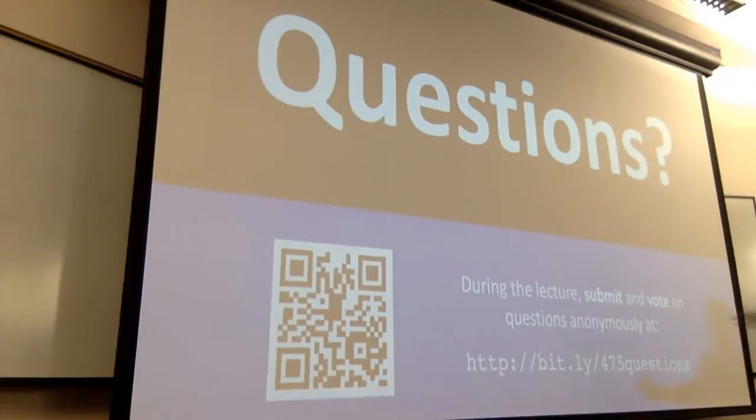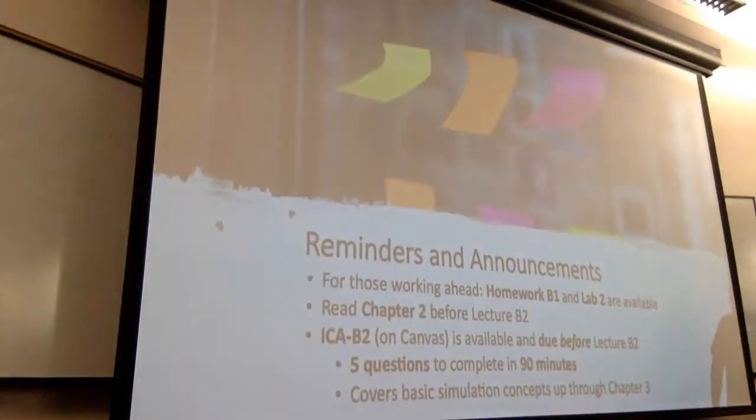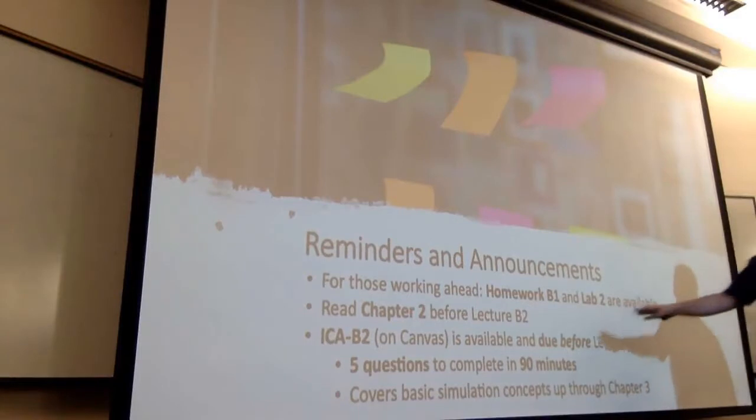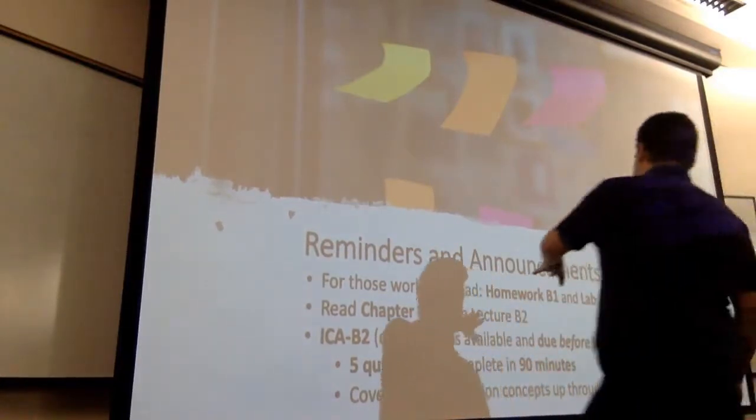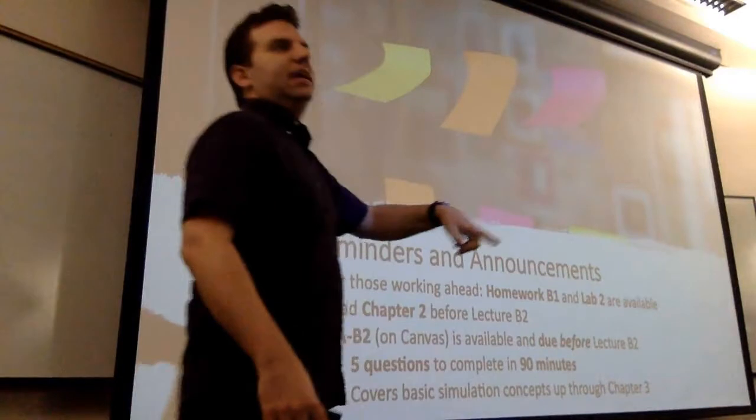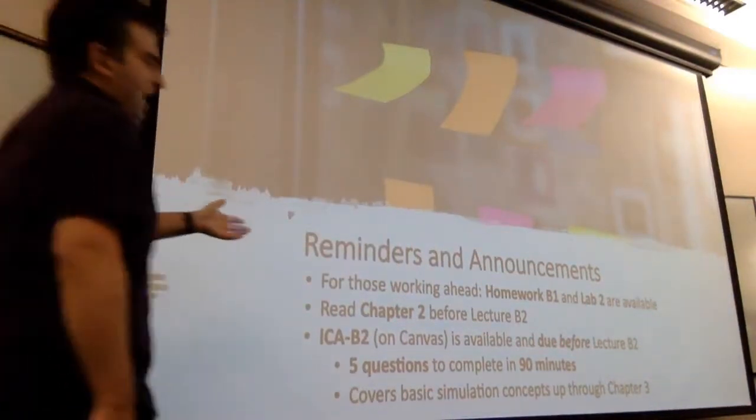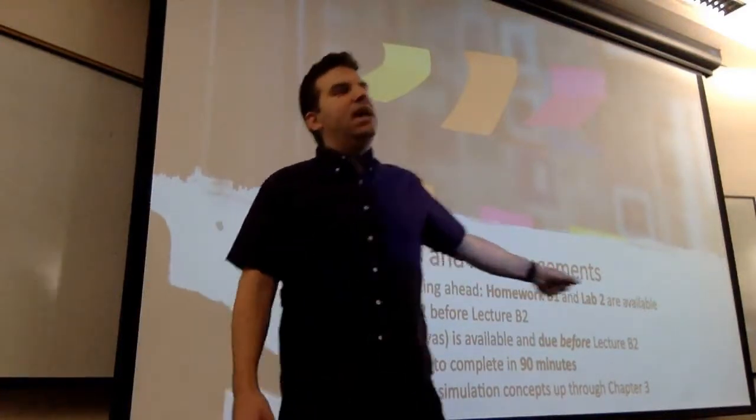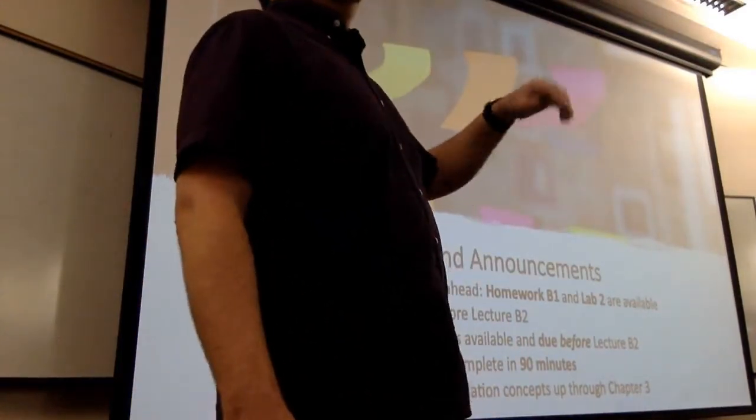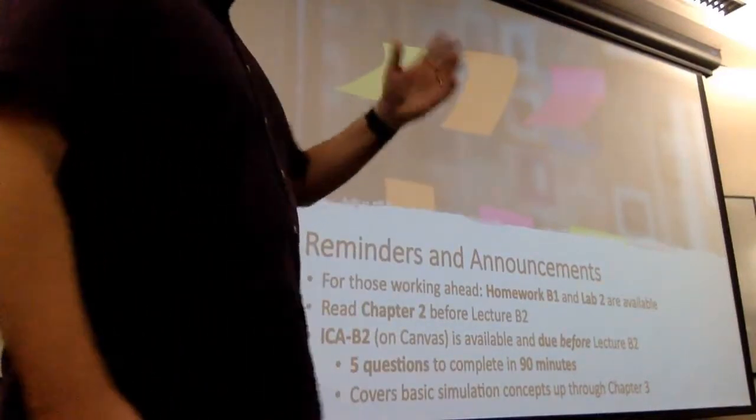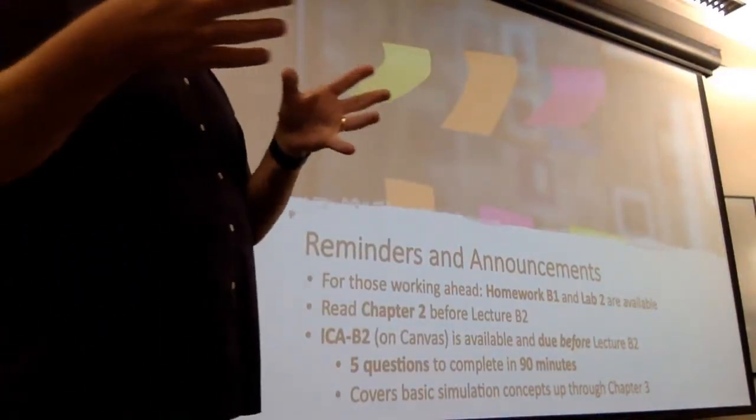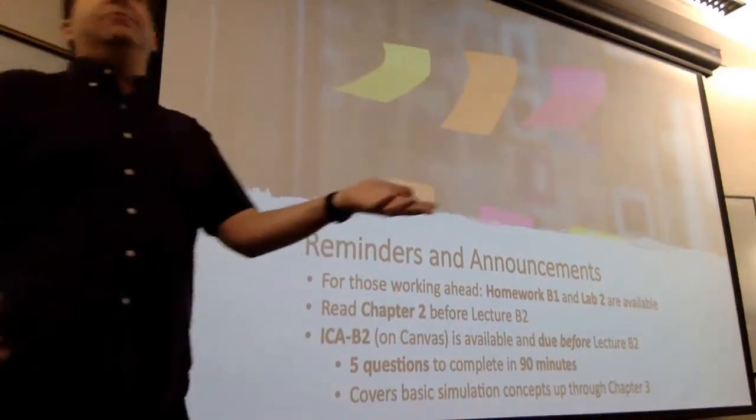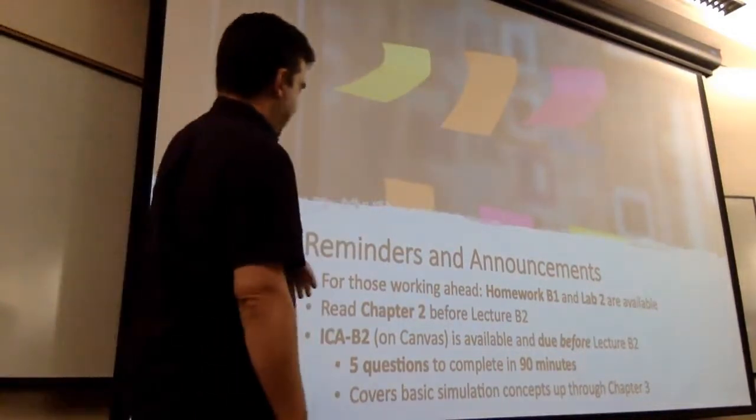I doubt there's a whole lot of questions from last lecture, and we'll do a little recap, so I'll just move ahead. Quick reminders for those working ahead: homework B1 and Lab 2 are available online. B1 doesn't actually get formally assigned until Tuesday of next week, but if you want to work ahead, the first half of B1 is very similar to the lab you just did, Lab 1, where you come up with entities and so on. That we'll talk about today. And the second half is a hand simulation example, which is very similar to Lab 2. So those work together.